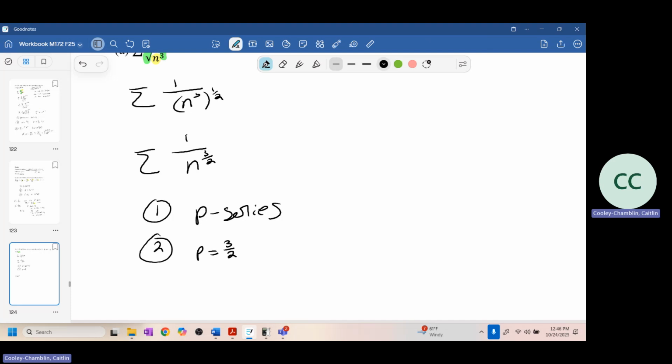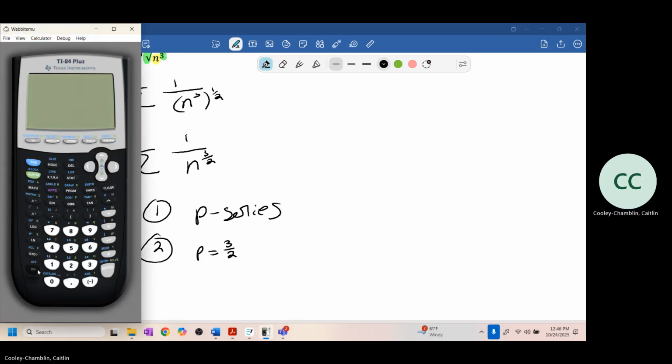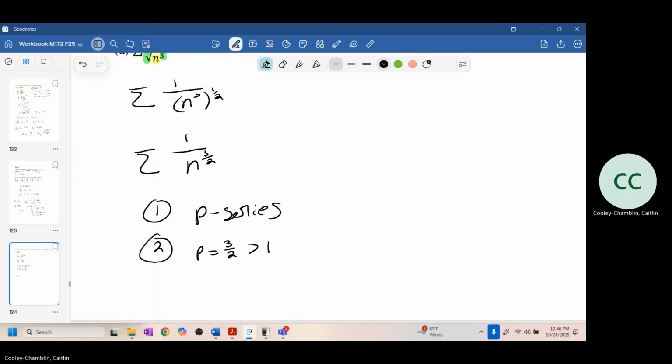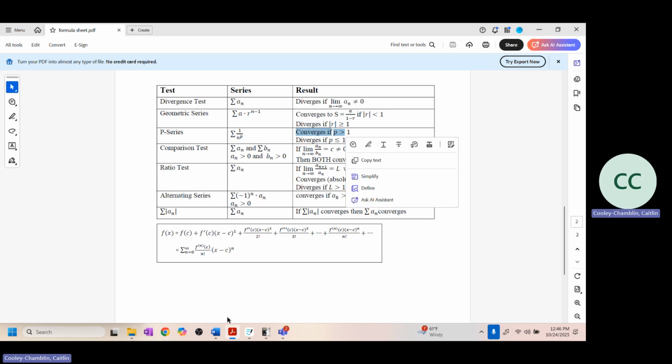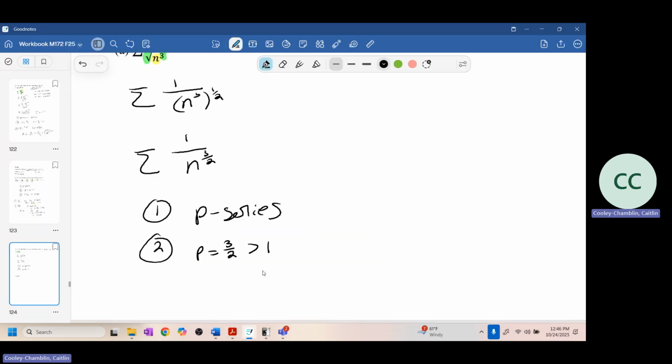Now, is that greater than 1? Is it less than 1? If we're not sure, hand it in a calculator. 3/2 is 1.5. So this is greater than 1. And our p-series test says it converges if p is greater than 1. So step 3, the summation of 1 over the square root of n cubed converges.